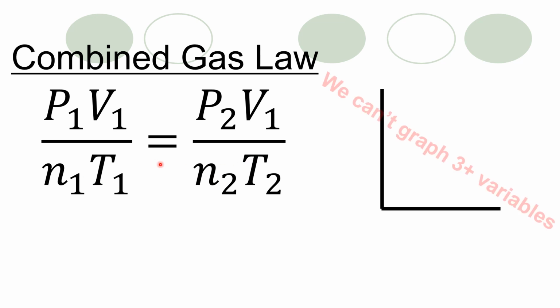Now, if we wanted to graph this, we can't do it. We can't graph more than two variables. So if we've got three or more variables, we're stuck, and we can't graph it, at least not on a two-dimensional graph like we have right here.